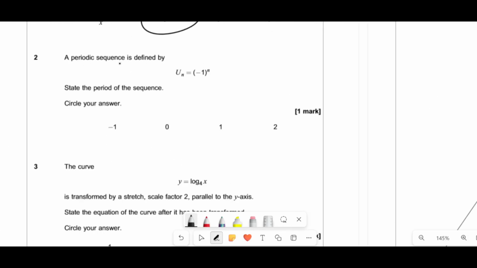Next, it says a periodic sequence is defined by u n equals minus 1 to the power of n. State the period of the sequence and circle your answer. So remember that a periodic sequence means terms repeat in a cycle, and the number of the repeated terms is the order. So in this case, if we have u n is equal to minus 1 to the n, then u1 is going to equal minus 1, u2 is going to equal, so that's minus 1 squared, 1, u3 is going to be minus 1, u4 is going to be 1. If you see, you skip from 1 to 3, we're skipping a term, so we're going up by 2. You can see that we repeat again, and if we go to u5 as well, it's minus 1. So every 2, you get the same result again, so its period is 2.